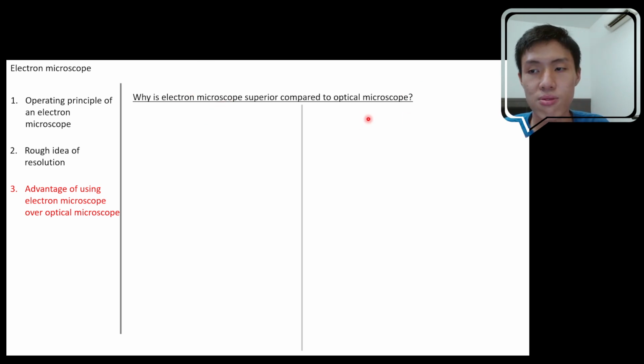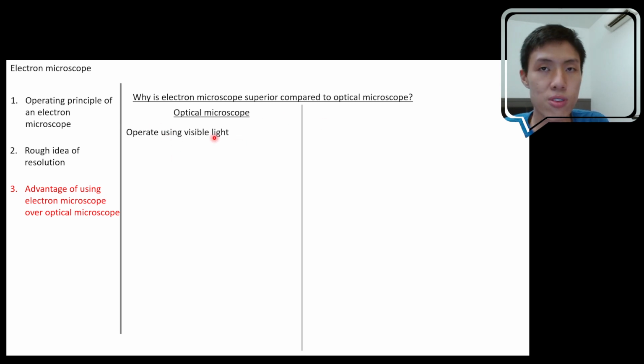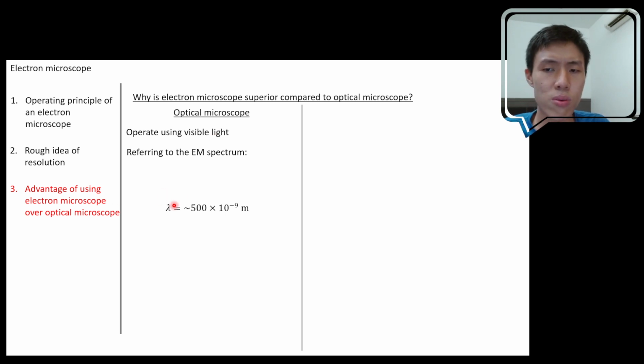And so this is the video which will explain why the electron microscope is advantageous. For the optical microscope, we are operating using visible light. Visible light spans a wavelength of 400 nanometer to 700 nanometer, somewhere around there. So we can say that usually we use a wavelength which is around hundreds of nanometer. This is according to the electromagnetic spectrum: you have your radio wave, microwave, infrared, visible light, ultraviolet, X-ray, gamma ray. Visible light spans around 400 to 700 nanometer.